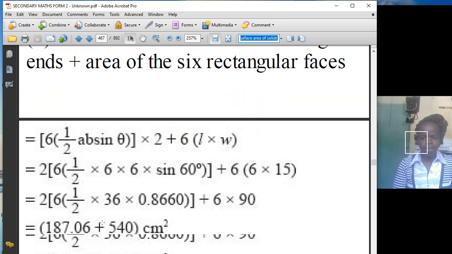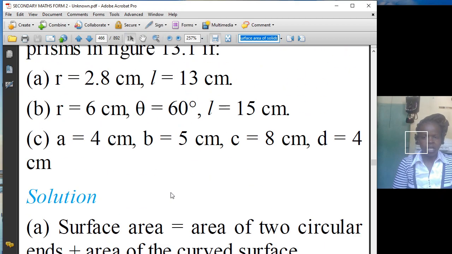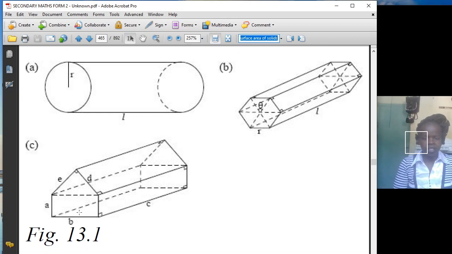Then continuing, so this is twice the cross section, A times B plus a half times E times D. So this 2 is multiplied because the faces are 2. Then you come to the other end, C times A times 2. The height here is A times C. So this face and the other face on the other side, so it is C times A times 2. But when it comes to this one, it is D times C.